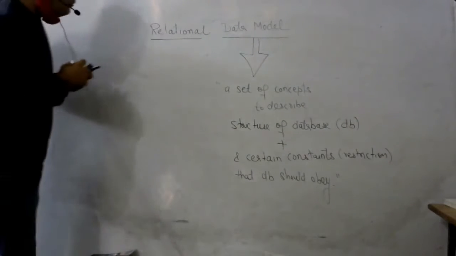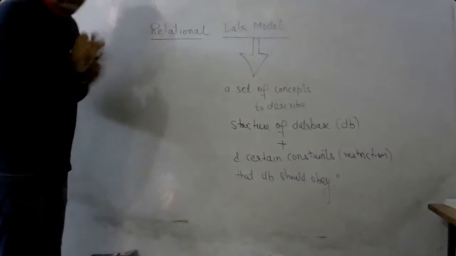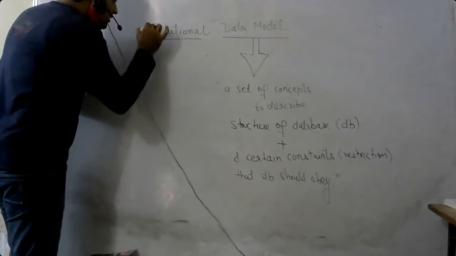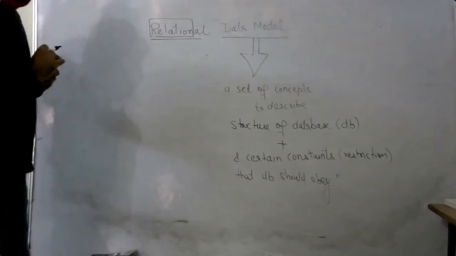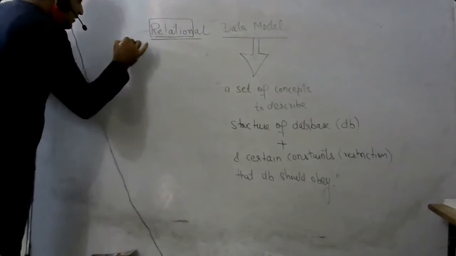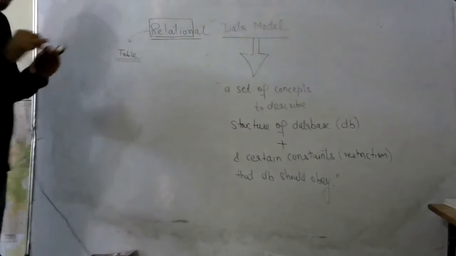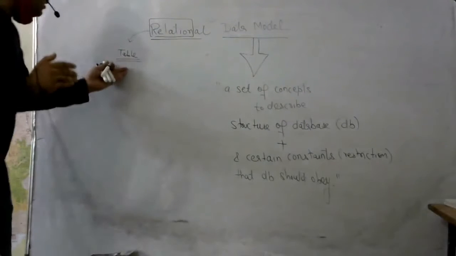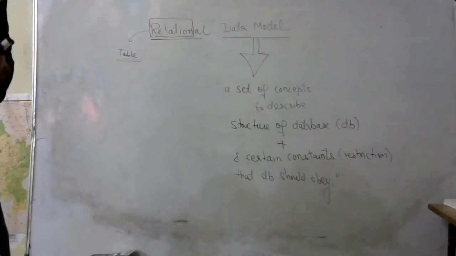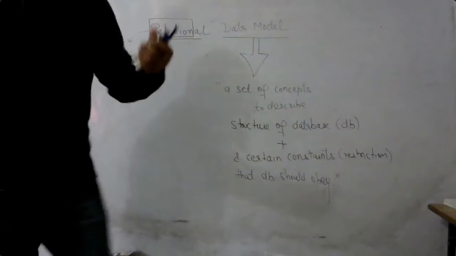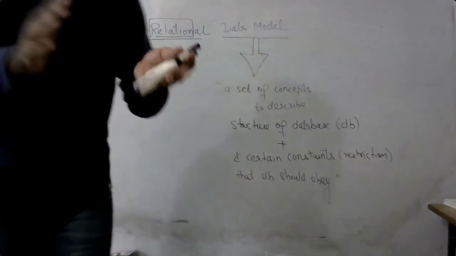Now I'm going to move on to the second term, that is relation or relational. Whenever we say the term relation, the alias name for relation is table. Interchangeably we can say table or relation, it is the same thing. Now what is a relation? Very first we try to understand what a relation is. Suppose you have some data, and you organize that data in rows and columns.